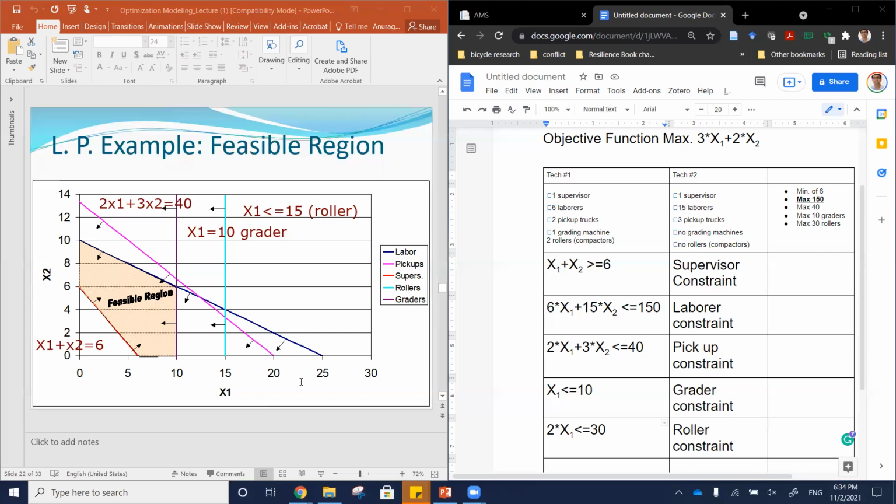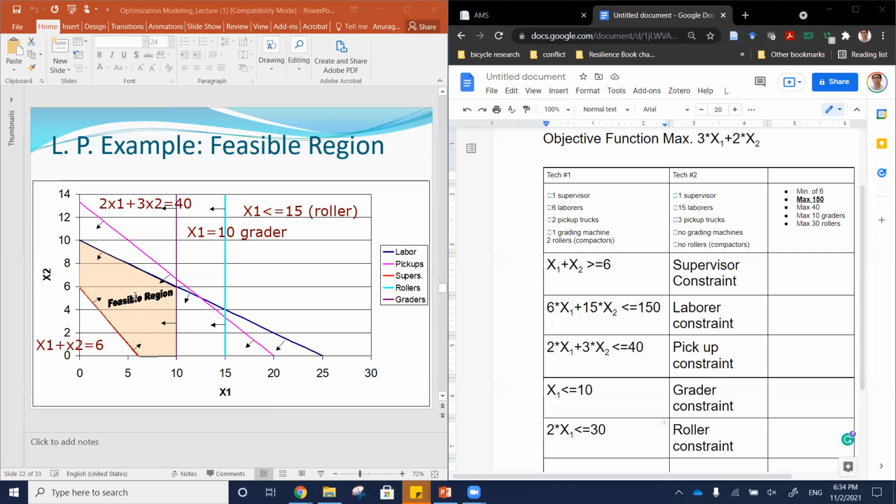And then I'm defining it inwards. That means it's telling me that it has to be lower than 40. And then I do the same thing for the labor. And if I look at the region, I have to find the region where all of these constraints are satisfied. So this shaded area is what I call my feasible region.